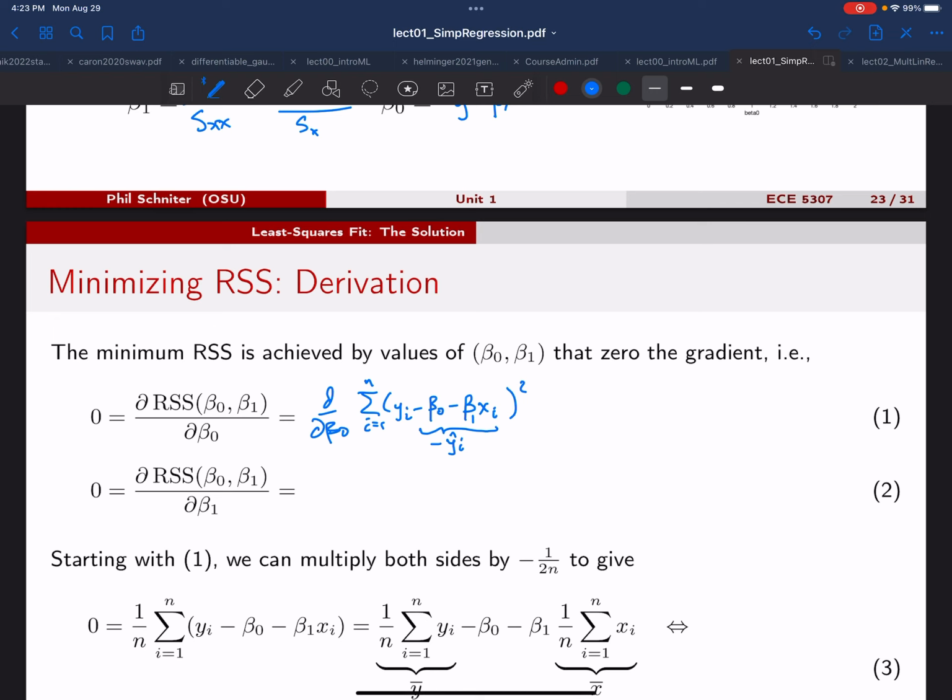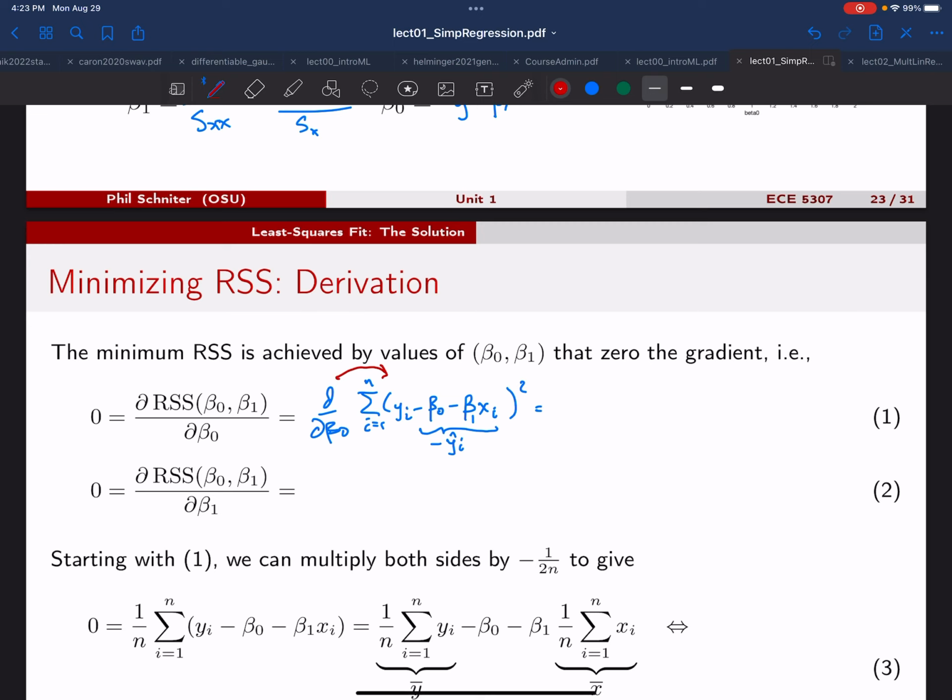Okay, so something we're going to do over and over again in this course is take partial derivatives. So we need to take the partial derivative of this big expression with respect to beta 0. So the first thing to remember is that differentiation is linear, meaning that if you differentiate a sum, that's the same as taking the sum of the derivatives of the things inside the sum. So we can move this through that summation sign and work on what's inside.